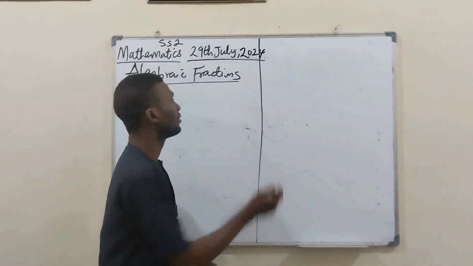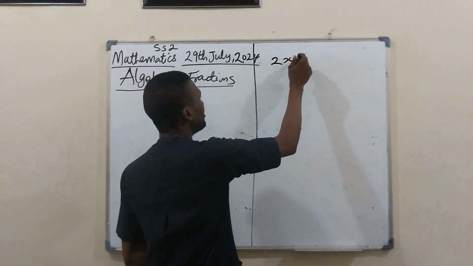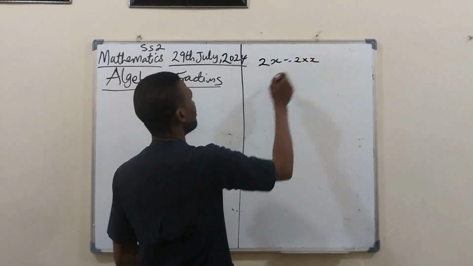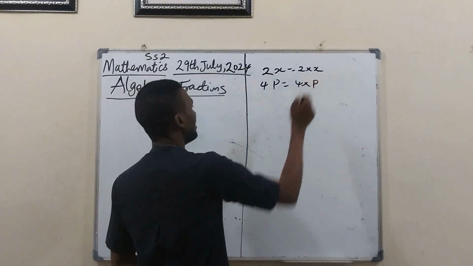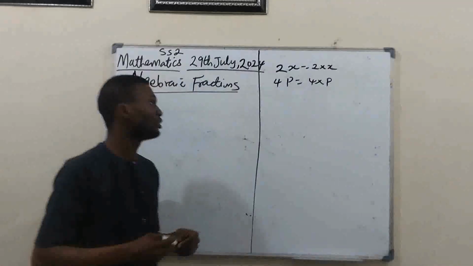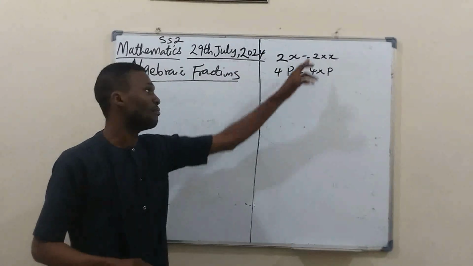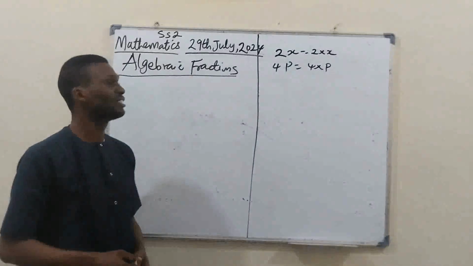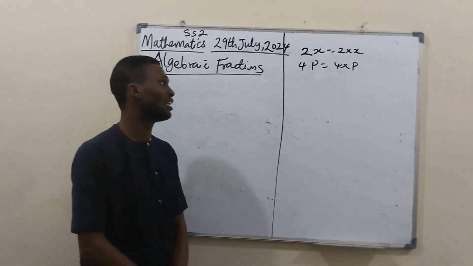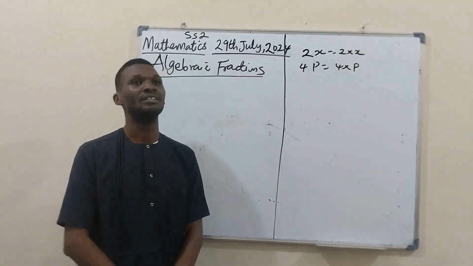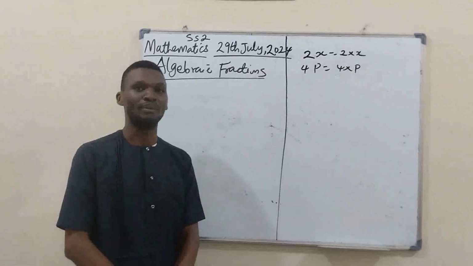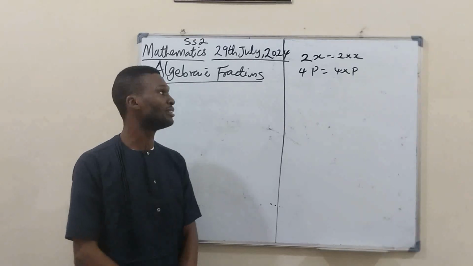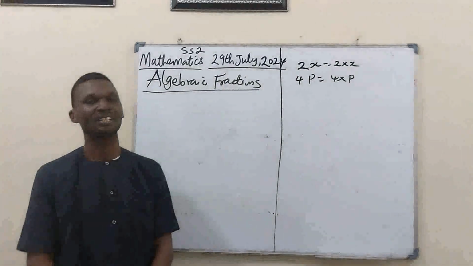For instance, we have 2x, meaning 2 times x, and 4p, meaning 4 times p, and so on. It is the combination of a number and a letter by multiplication. In each case, the number that multiplies the letter is called the coefficient. The coefficient of any given term is the number that multiplies the letter. It can be a positive number, a negative, or a fraction.